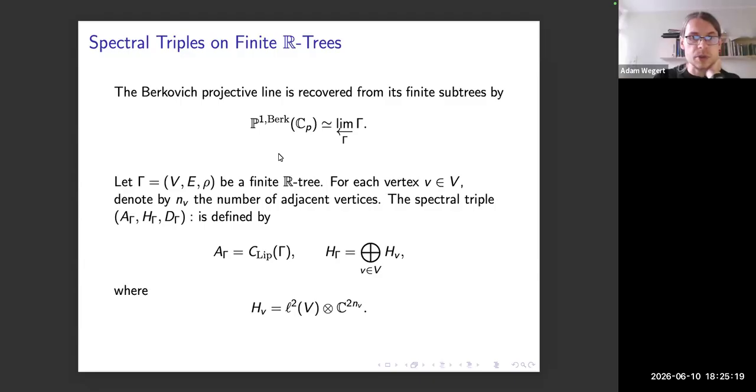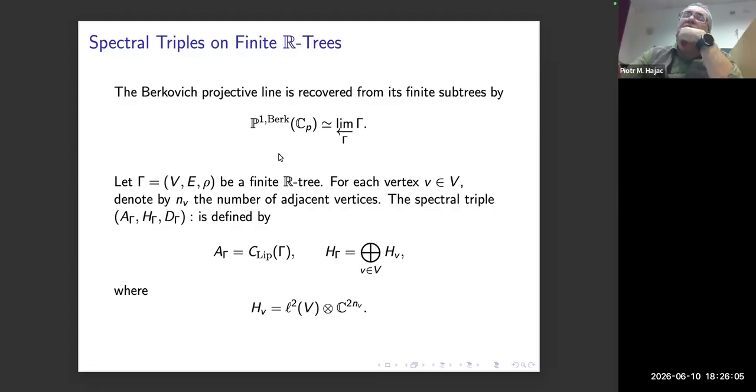Sorry, just a stupid question. This H_v is finite dimensional, is it true? Yes, it is finite. But after all, you are taking inverse limits, so the final spectral triple would be infinite dimensional. Yes, it would be infinite dimensional. So this notation, we called it L2 of V, but it's really a direct sum of many copies of complex numbers, indexed by the vertices. So it's a kind of inflation of this C2 at each vertex.